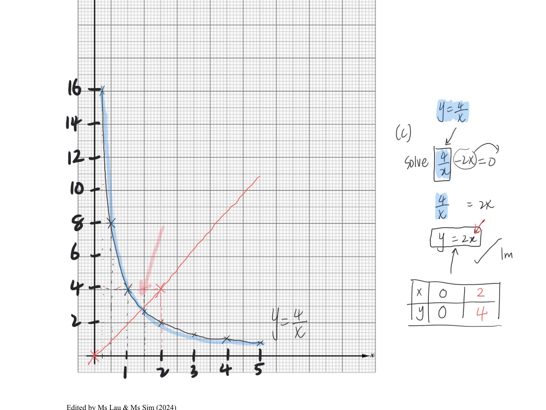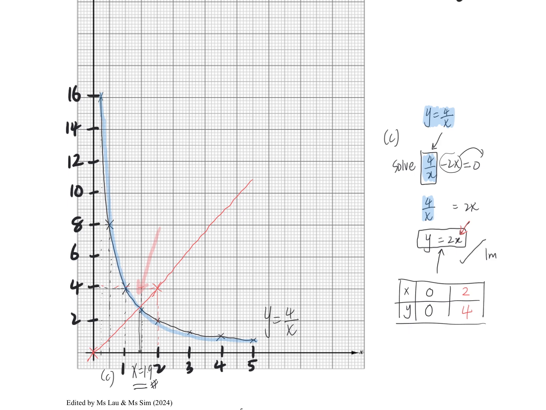The intersection. So when the line equals my curve, it is this little point here that I'm supposed to read. So go and read this point. It happens to be 1.9. So this is my solution. So part C's answer is my solution.